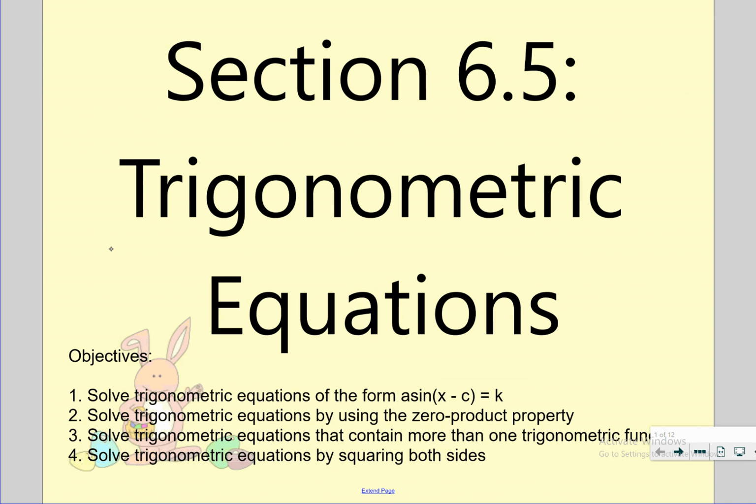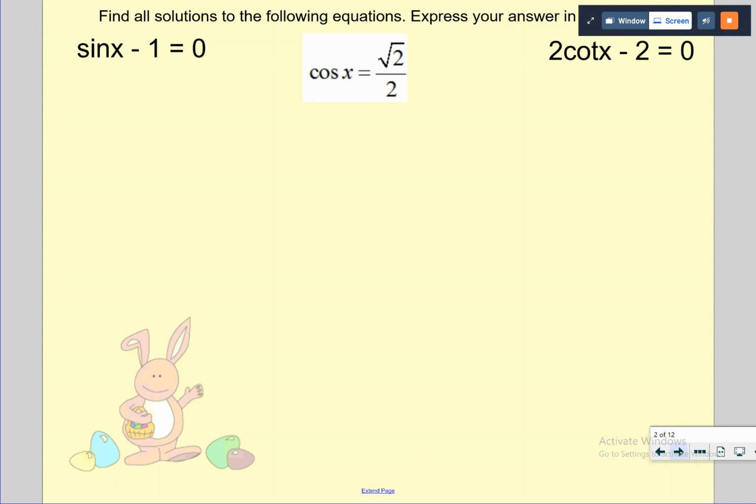So we're going to start with some basic ones here, and then get progressively more involved. Okay? So let's say I gave you this equation: sine of x minus 1 equals 0, and I said solve for x. Okay. So x is an angle. It could be a degree or a radian.